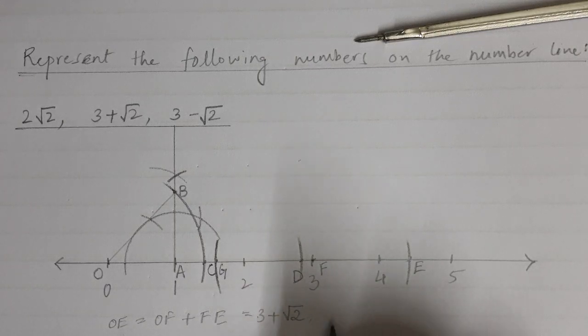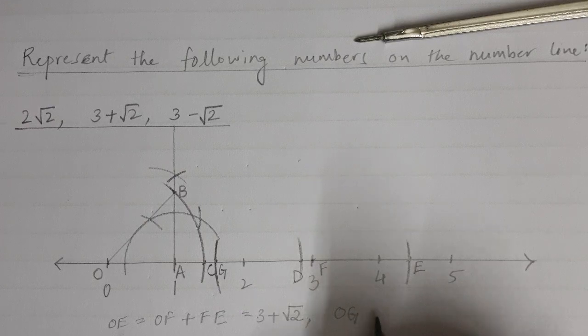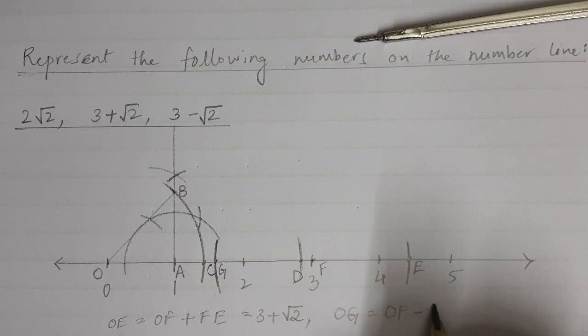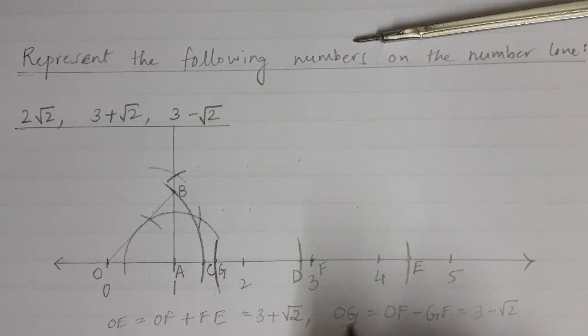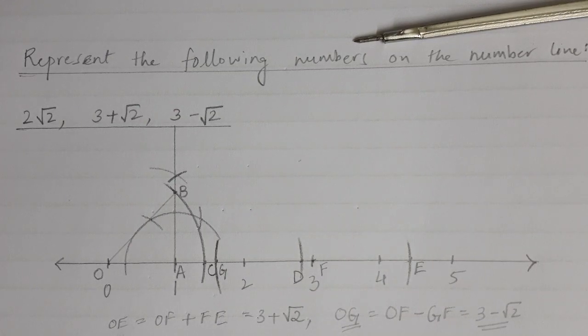So what I have is, I can say the length OG is OF minus GF. OF was 3 units and GF is root 2 units. So OG is 3 minus root 2 units.